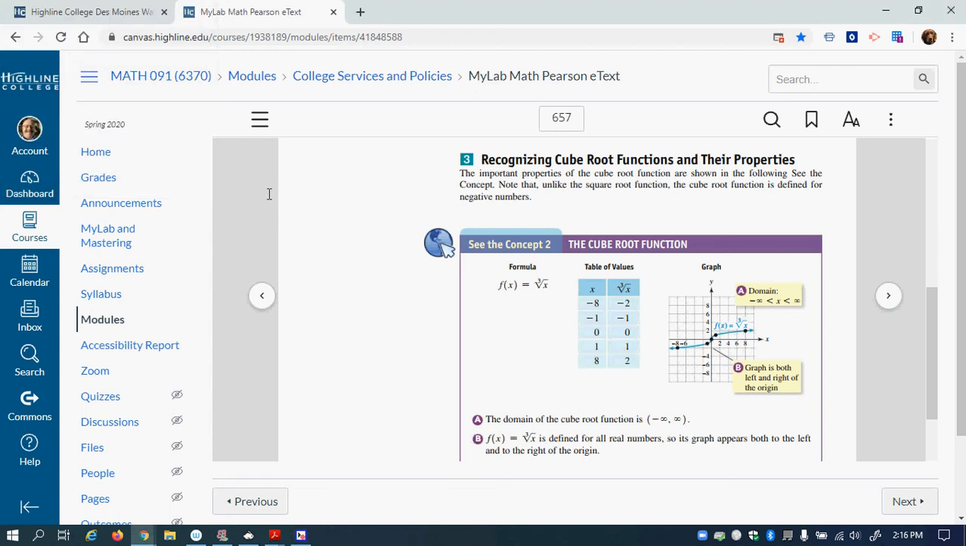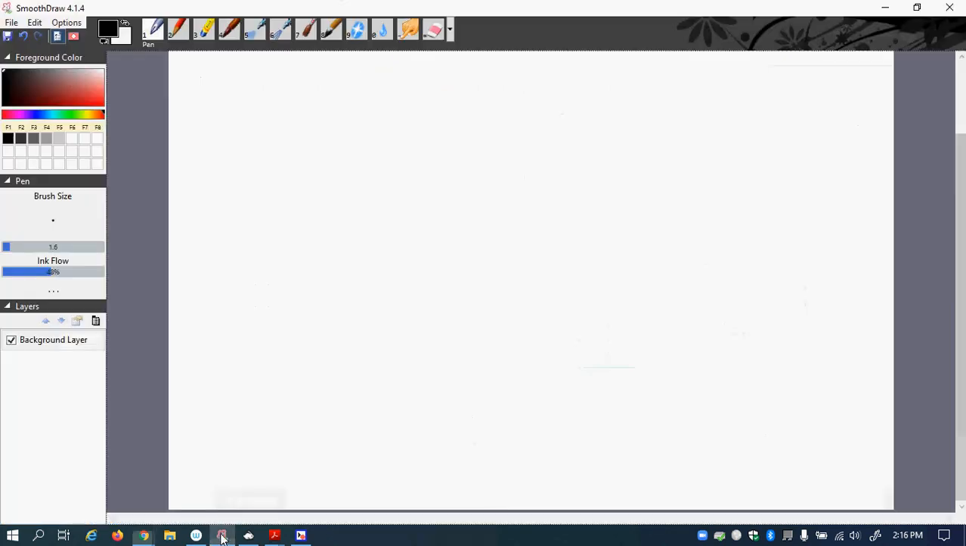So in 10.1, they also talk about recognizing cube root functions. And this is a really nice table here. It shows you what the formula looks like, the function, then an example of the table, and then the way it behaves, what it looks like on the graph. So let's take a look at that particular setup together. So I'm looking at cube root functions.